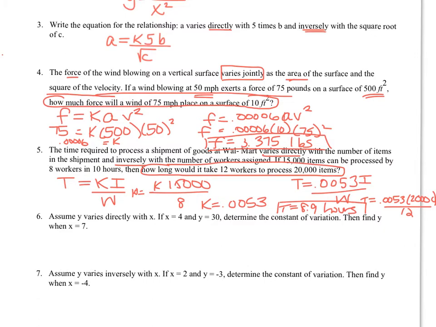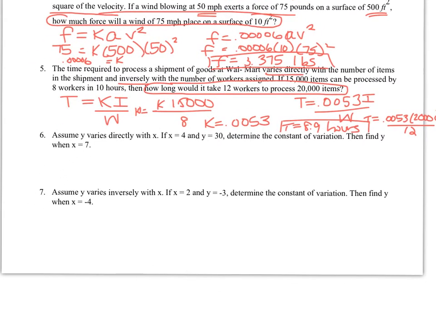Let's look at number 6. It says, assume y varies directly with x, so y equals kx. If x is 4 and y is 30, find the constant of variation. That's k. I get 15 over 2. So now my equation is y equals 15 over 2 x.